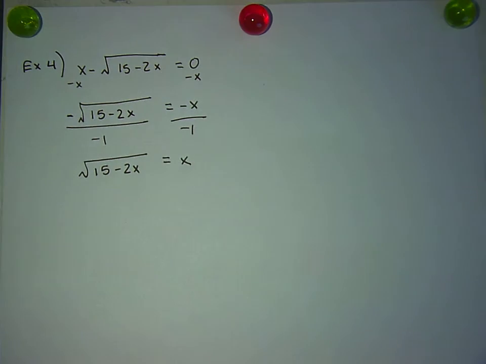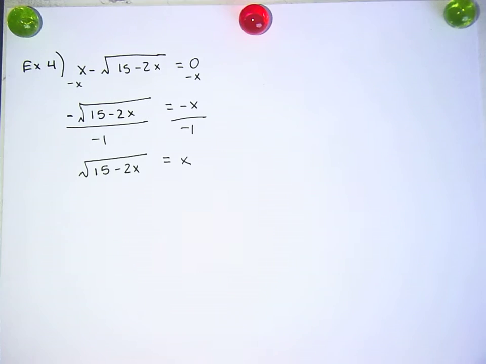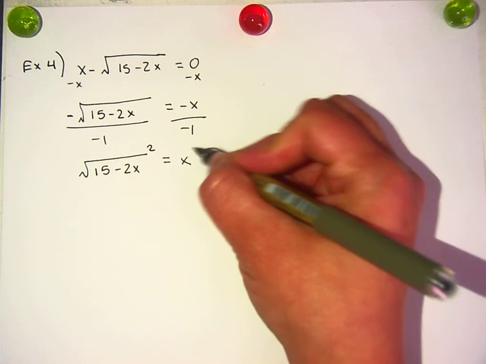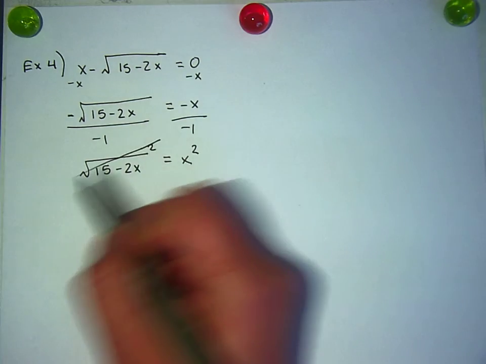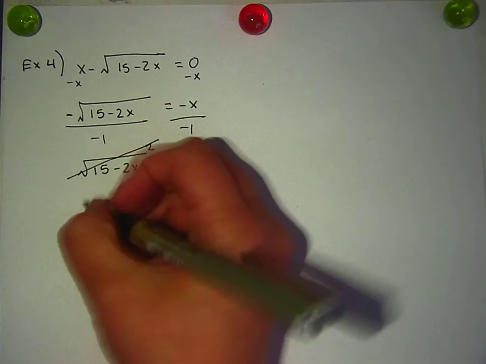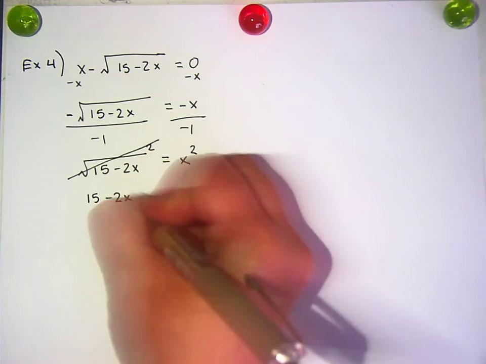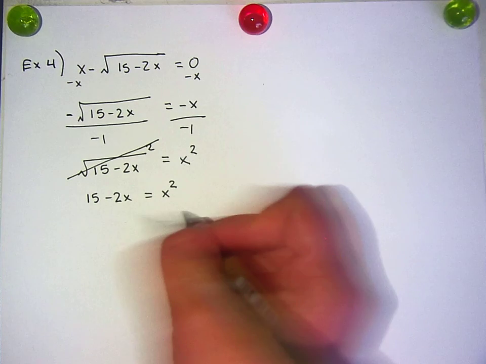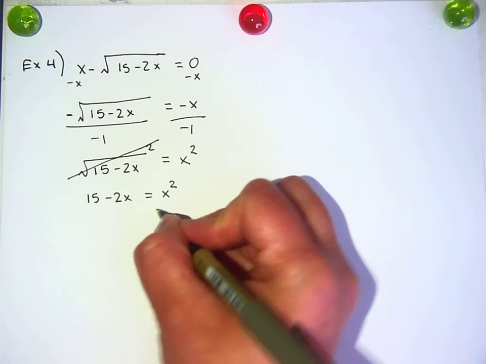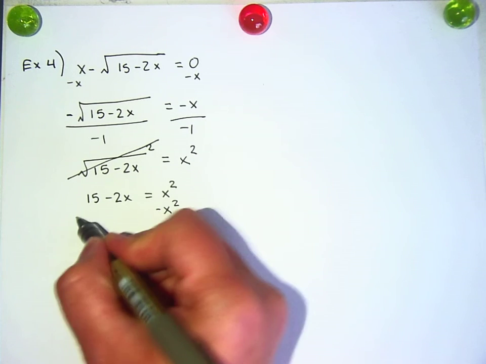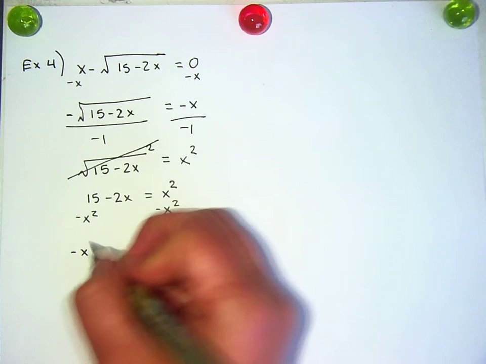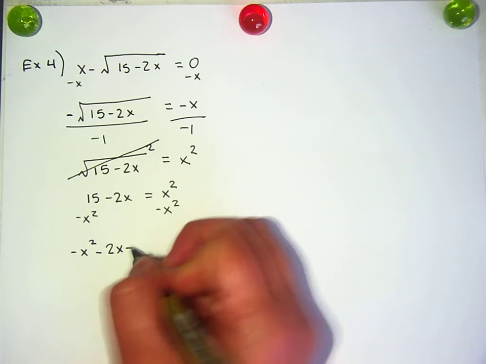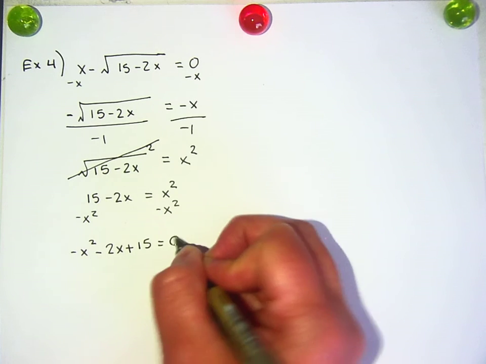And then we are going to take the square root or square each side. Right, so the opposite of a square root is squaring, which gets rid of the square root. So you end up with 15 minus 2x equals x squared now. Correct. And then if you subtract the x squared, you get a 0 over there, then we can just plug it into our calculator. Great idea. All right, so this is negative x squared minus 2x plus 15 equals 0. I'm going to just put it in order.